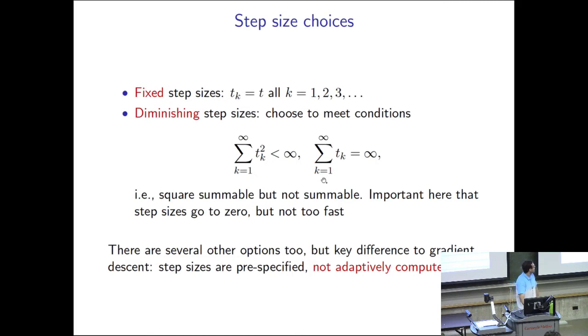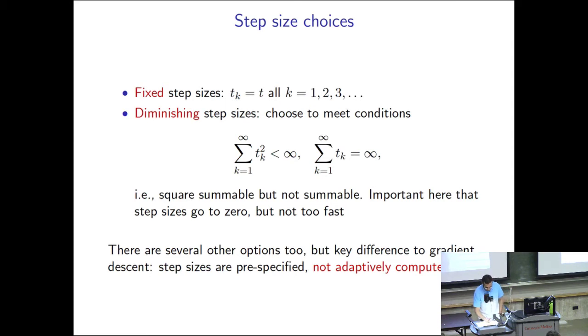So we want the step sizes essentially to go to 0. That's what this is saying, but not too fast. That's what this is saying. So we want the sum of the squares of the step sizes to be finite across all the iterations, but not the sum of the step sizes themselves. Right? So this is saying don't go to 0 too fast. So what's an example of a sequence that meets these two conditions?